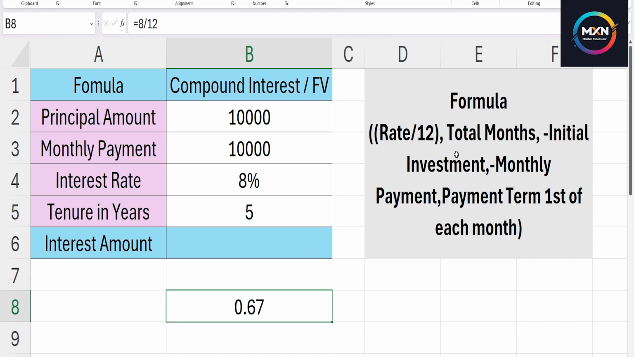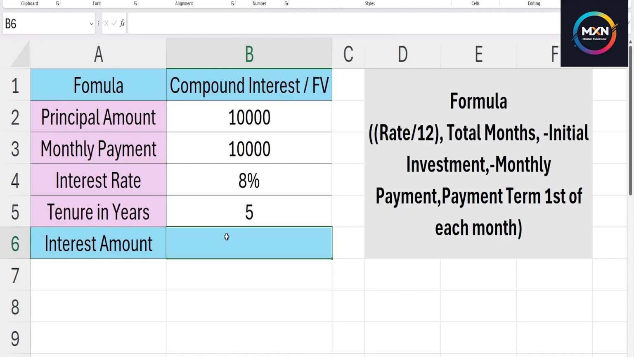Then we tell it total months because the period that we are calculating is in months and it is 60. 5 into 12 is 60. So that's month. Then the initial investment. So we invested 10,000 as the first payment. And then every month we are going to invest 10,000. So total payments done is 61. And the payments are done on the first of the term. So first of the month.